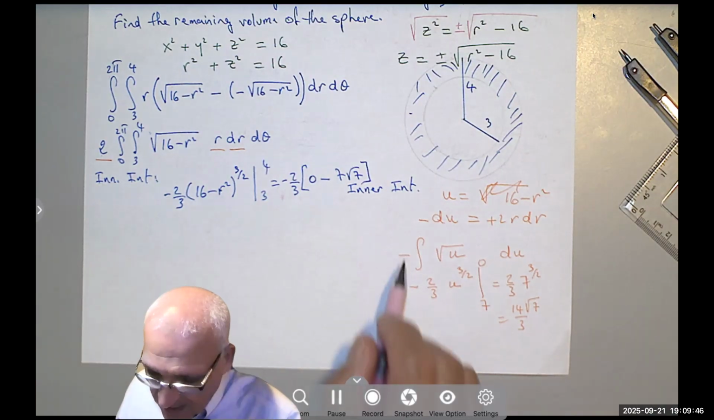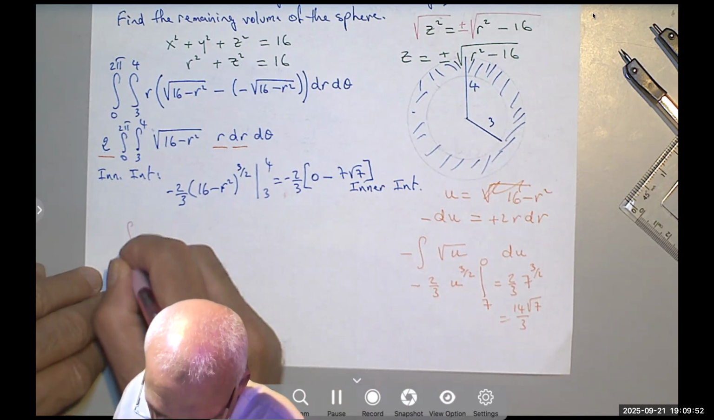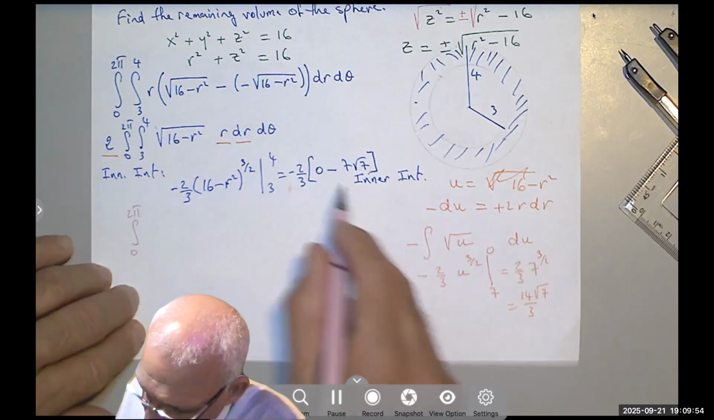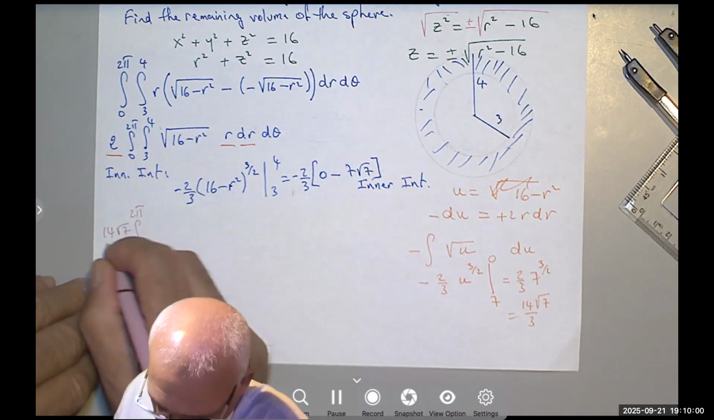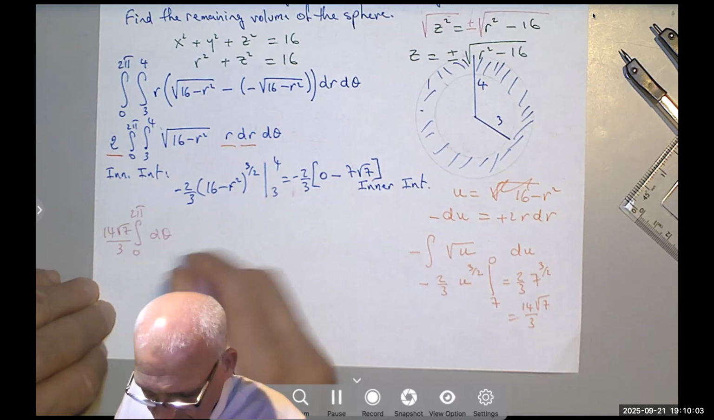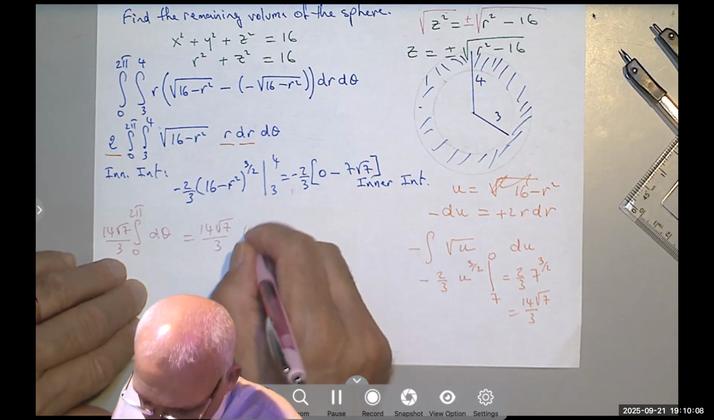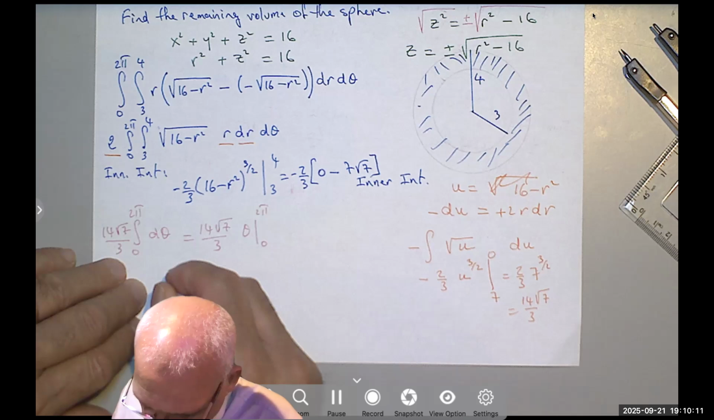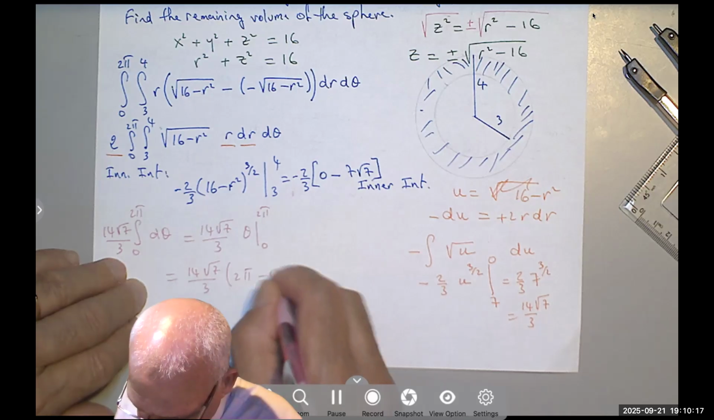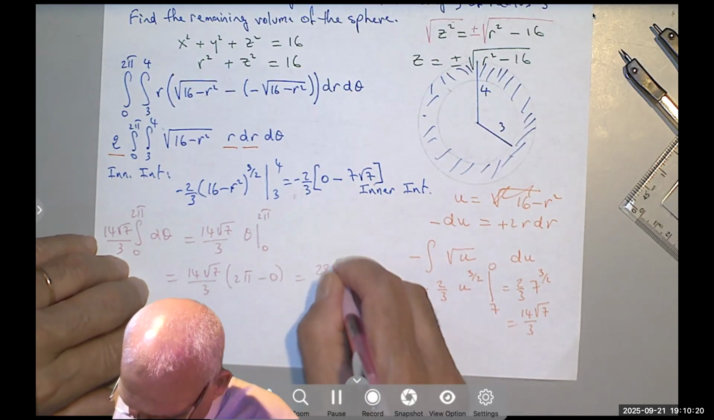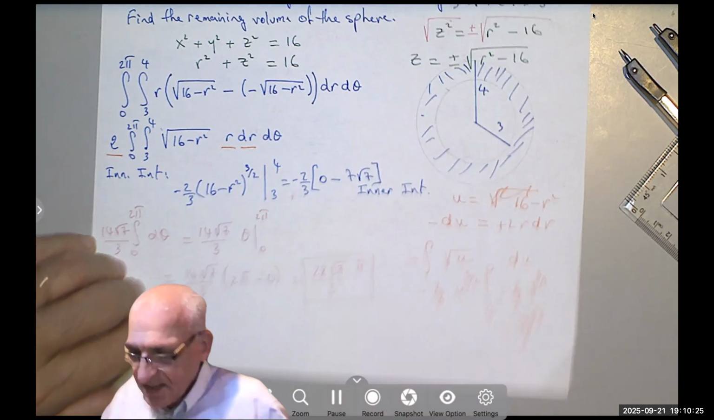Now, since we are already done with the inner integral, now I will have an integration going from 0 to 2 pi of a constant, which is 14 root 7 over 3 d theta. So I will get 14 root 7 over 3 theta evaluated from 0 to 2 pi, equals 14 root 7 over 3 times 2 pi minus 0, which is 28 root 7 pi over 3. And this is the volume remaining.